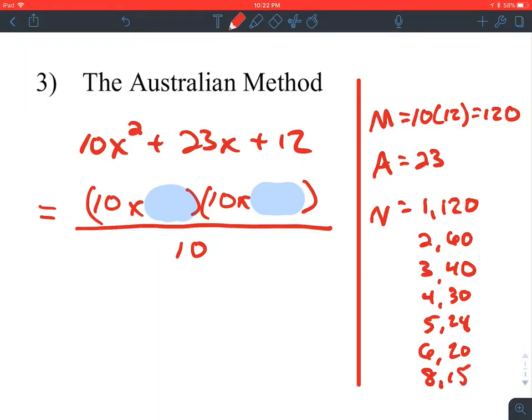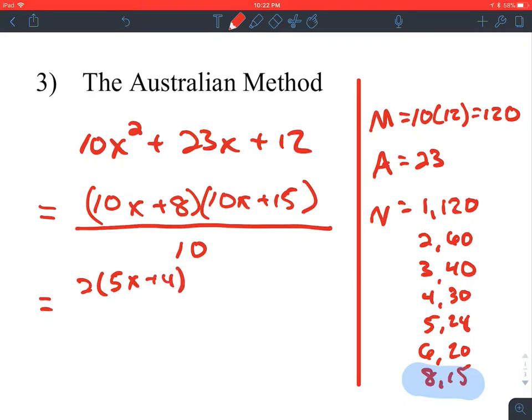So in each binomial, we're going to put the 2 numbers that work, which are the 8 and the 15. Doesn't matter which one you put where. I'm going to put plus 8 and plus 15. Now we're not done yet because we shouldn't have a fraction when we're done. What is the GCF of the first group? Well, the GCF of this first binomial is a 2, leaving us with a 5x plus 4.